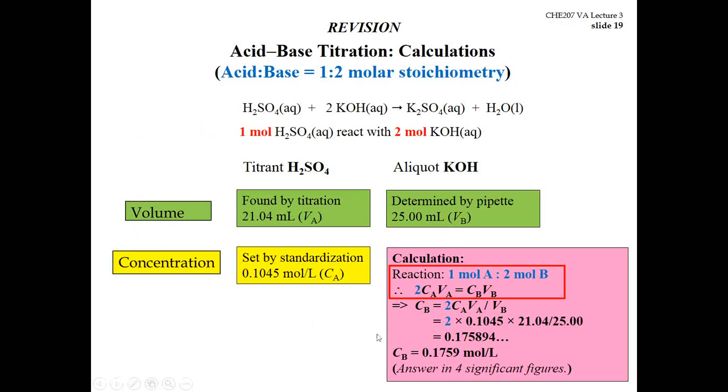To use the formula CAVA equal to CBVB, we've got to be careful now. The ratio is 1 mole of acid to 2 mole of base. So we must have CAVA equal to 2 CBVB. We rearrange this equation and we have the same answer as our previous calculation.